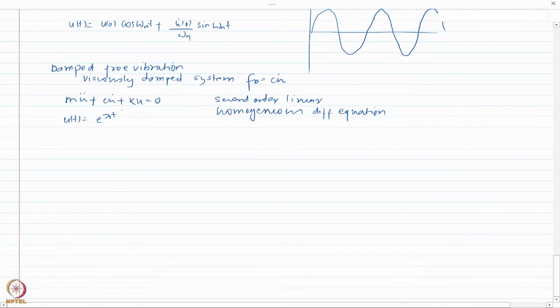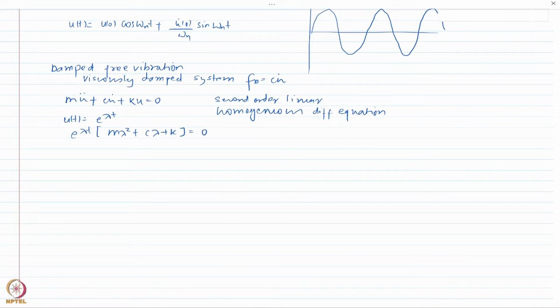All right, so once I make that substitution back into this equation of motion for damped free vibration, I will get m lambda square plus c lambda plus k equal to 0. Now e to the power lambda t cannot be equal to 0. That does not give me any feasible solution. So I'm going to equate this expression equal to 0, and that is a quadratic equation.